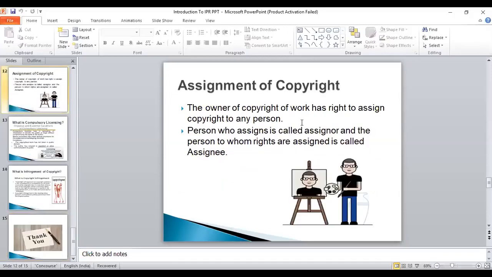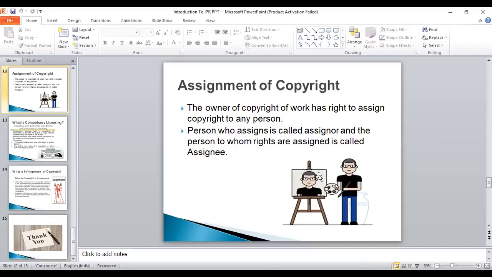Now let's talk about assignment of copyright. What does assignment of copyright actually mean? The owner of a copyright has a right to assign the copyright to any person. The person who assigns is called the assignor, and the person to whom rights are assigned is called the assignee. In the image, you can see a person holding a color palette. He is the assignor. He has a choice to deliver the entire color palette to the person mentioned in the photo, and if he does so, he will be termed the assignor, and the person will be termed the assignee.